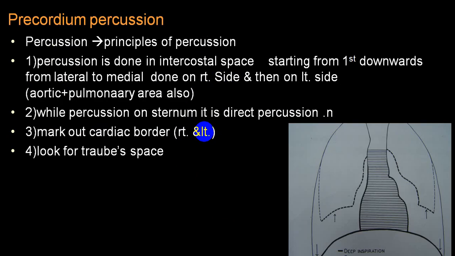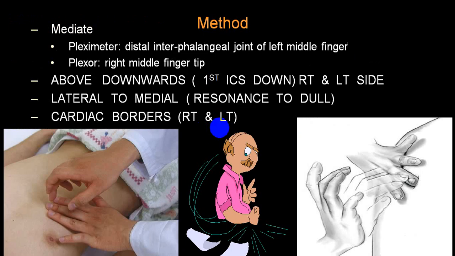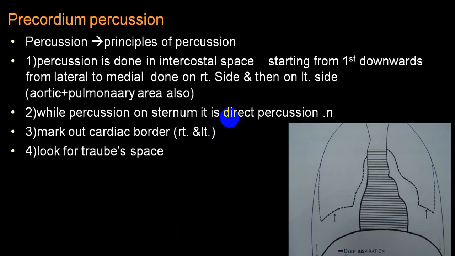And after identifying the borders of the heart, you can mention whether the heart is enlarged, which chamber is possibly enlarged, etc. So I am keeping this particular diagram and I'll be explaining that part. When you percuss from above downwards and from lateral to medial, you will be able to identify the right border. Say this is the second intercostal space on the right side, which is the aortic area. In a normal person, you get a resonant note.